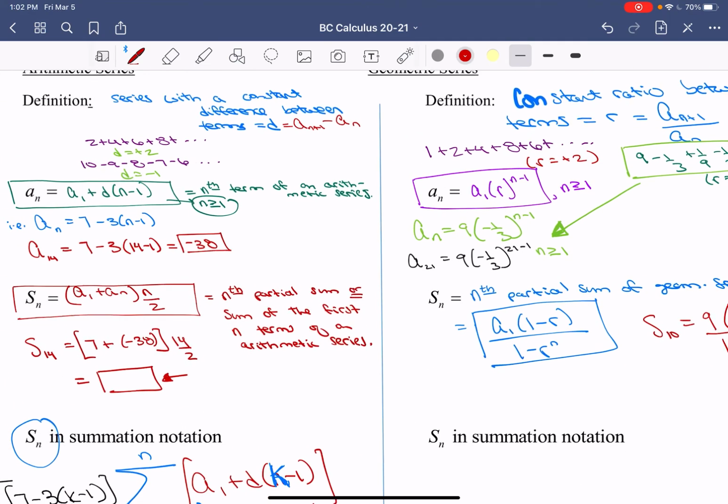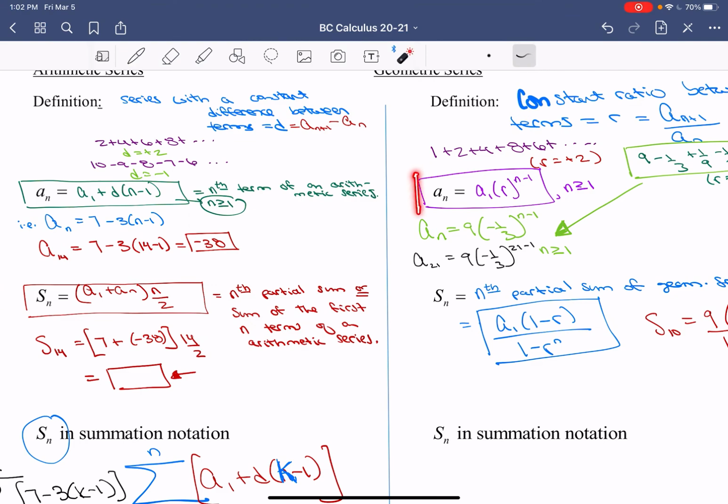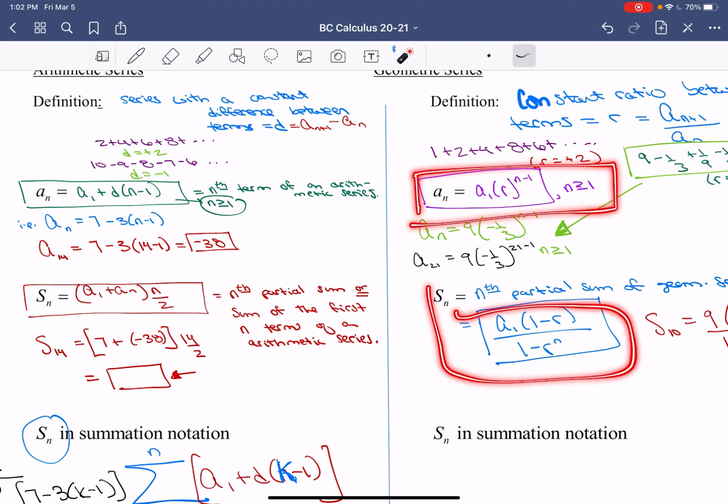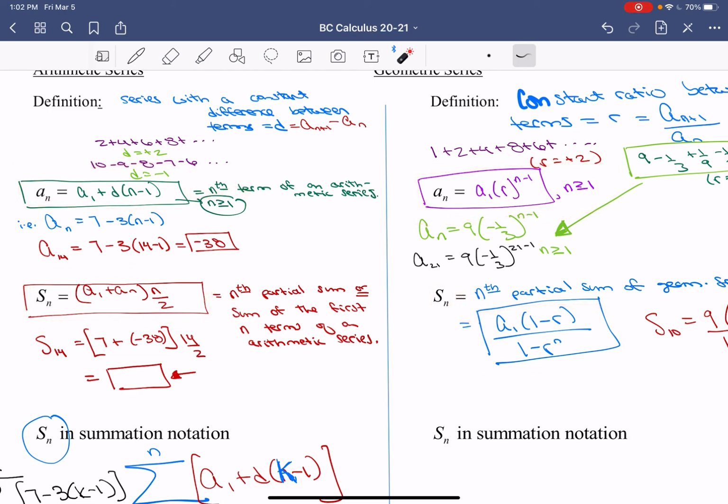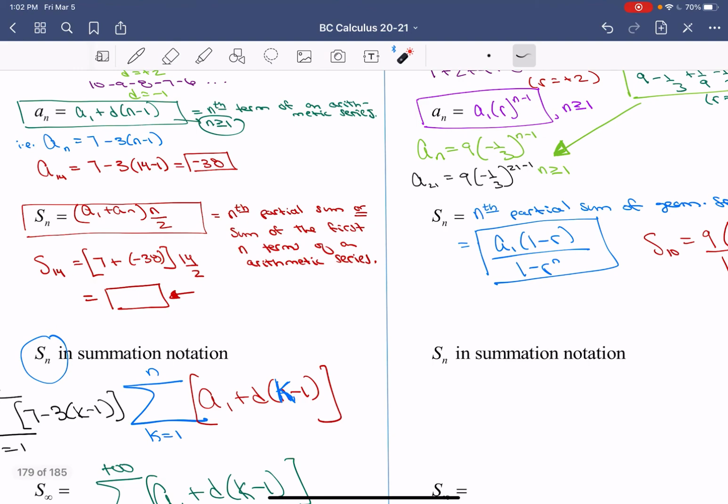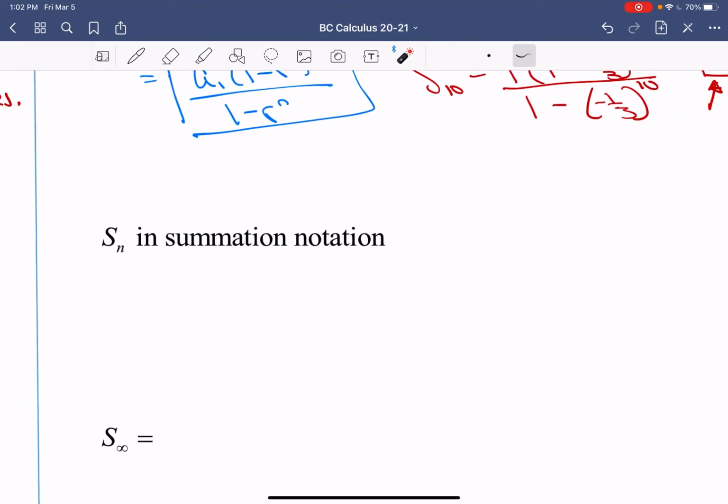Once again, I want to make sure you understand that I am not pulling these things out of the sky. There are very nice and very neat derivations for those. Okay, let's just finish this up here.